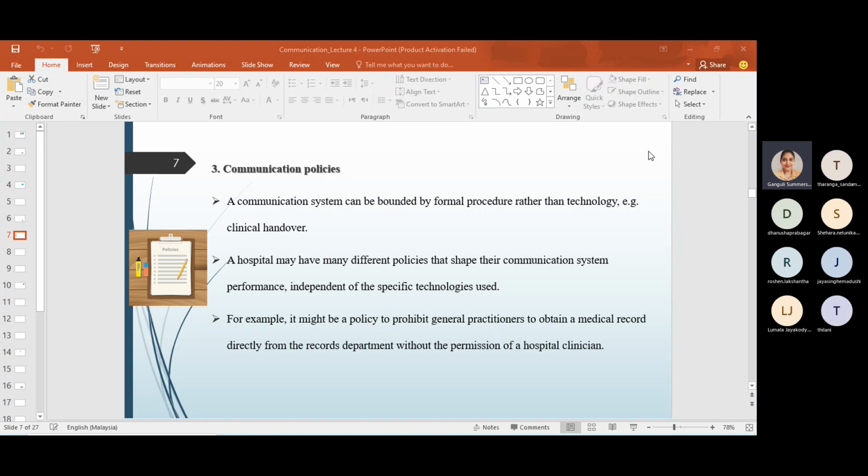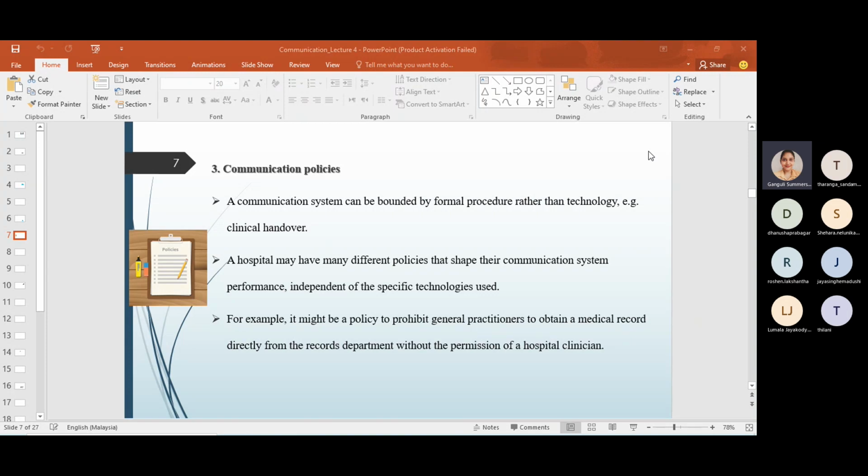Okay, for example, it might be a policy to prohibit general practitioners from obtaining medical records directly from the records department without the permission of a hospital clinician. In a hospital, there is a records department. This is the department where all the medical records of all the patients are stored. The hospital clinicians can go to the records department and refer to the medical records at any time. But there are not only clinicians in a hospital. There can be general practitioners as well in some hospitals. In most hospitals we have general practitioners.